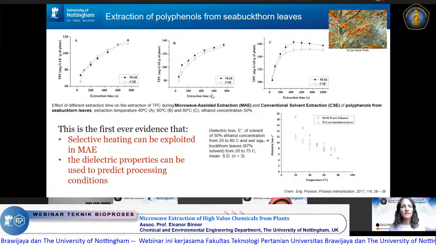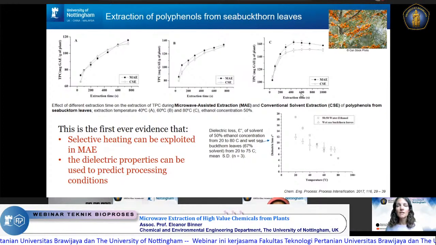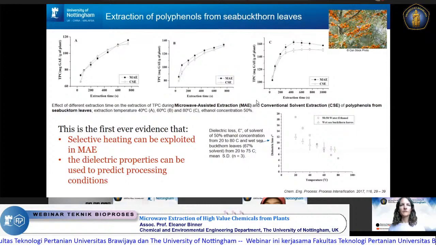If you increase the temperature to 60 degrees, again, you might be seeing a very slight increase in yield for the microwaves, but there's no increase in extraction time, or maybe a very slight one. But in these experiments, after 800 seconds, we still haven't reached maximum extraction. Now, if you increase the temperature to 80 degrees C, you do start to definitely see an increase in the yield. It's around 10 to 15% increase in yield at around 450 seconds. You can also see that that was the optimum extraction time, whereas the conventional one took longer to reach the optimal extraction time. This is a really interesting finding, and the first time this has been shown.